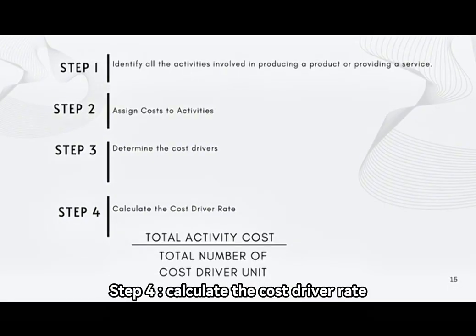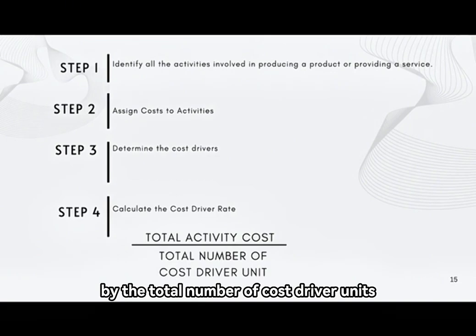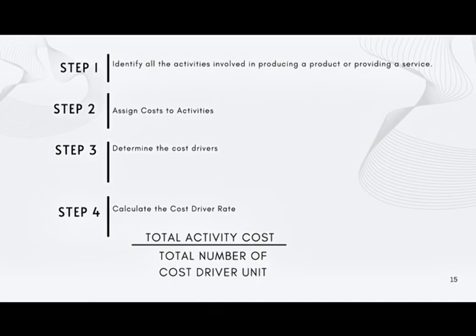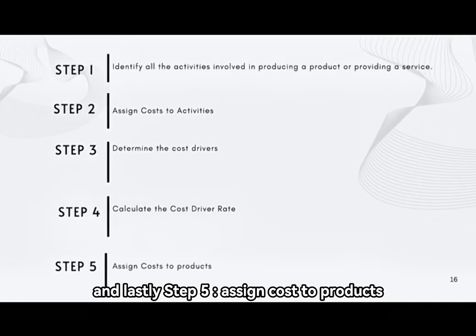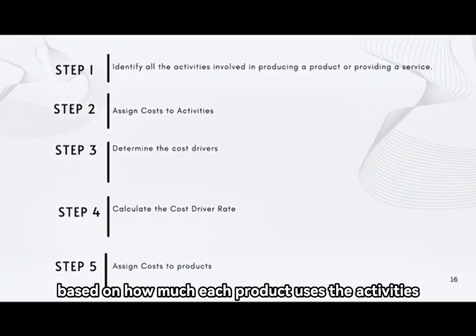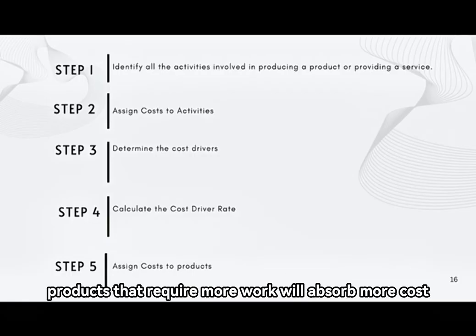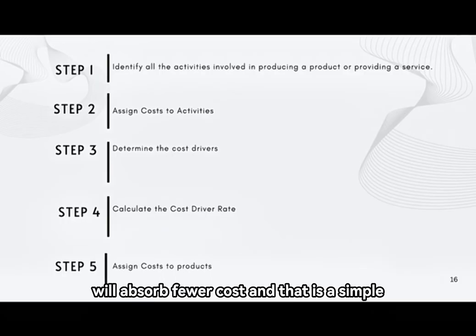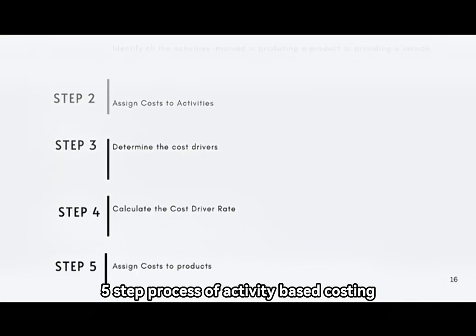Step 4. Calculate the cost driver rate. We calculate the cost driver rate by dividing the total activity cost by the total number of cost driver units. This gives us the cost per unit of activity. And lastly, step 5. Assign costs to products. We assign the activity cost to the products based on how much each product uses the activities. In this way, products that require more work will absorb more cost, and products that require less work will absorb less cost. And that is a simple 5-step process of activity-based costing.